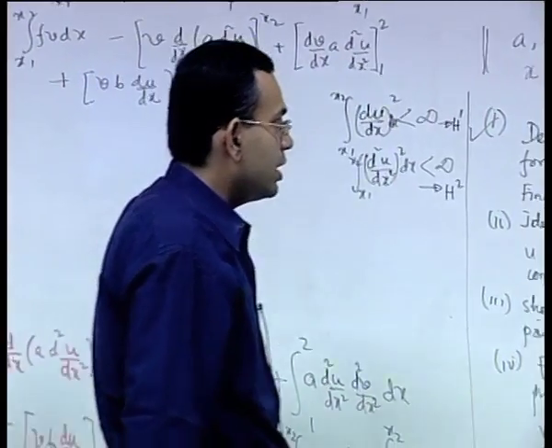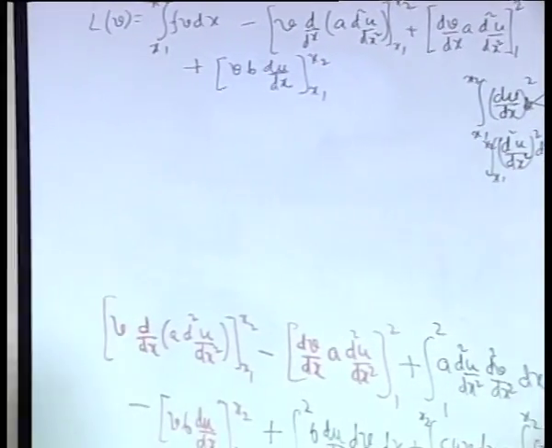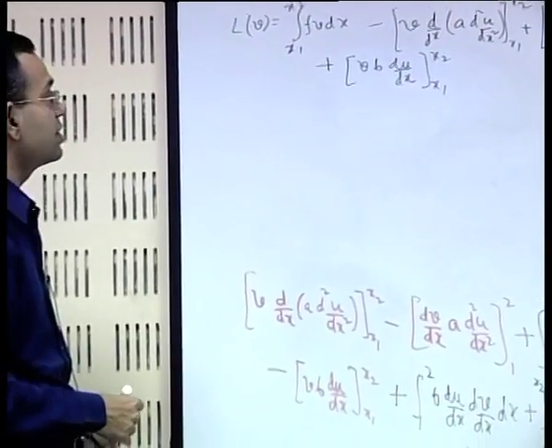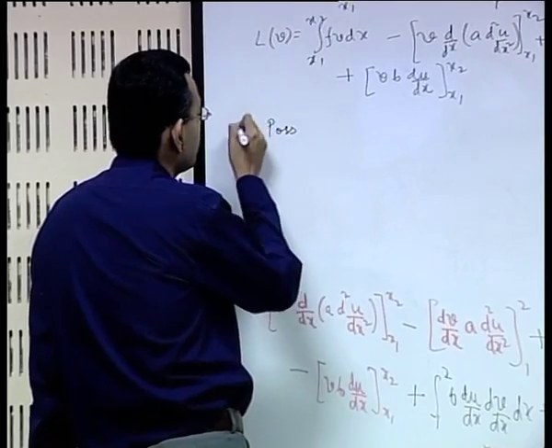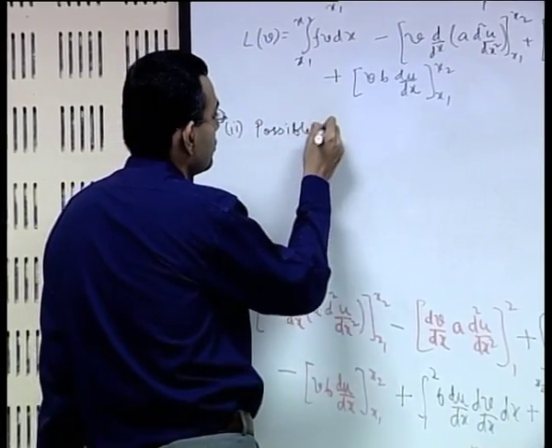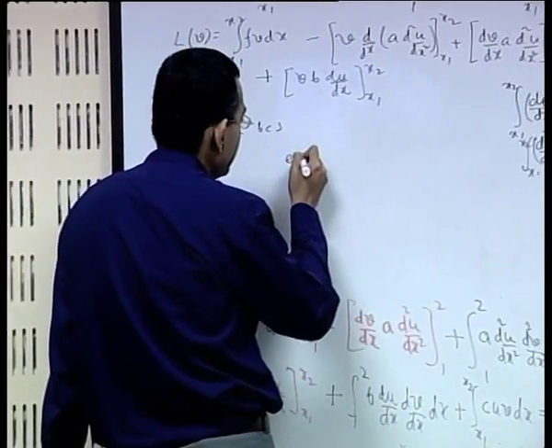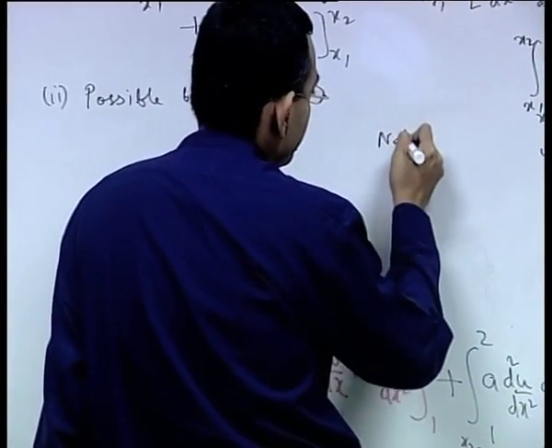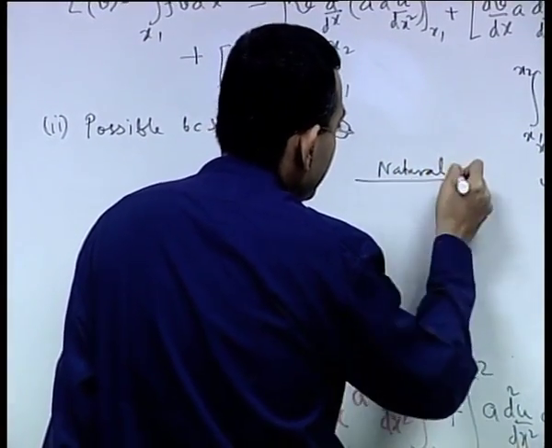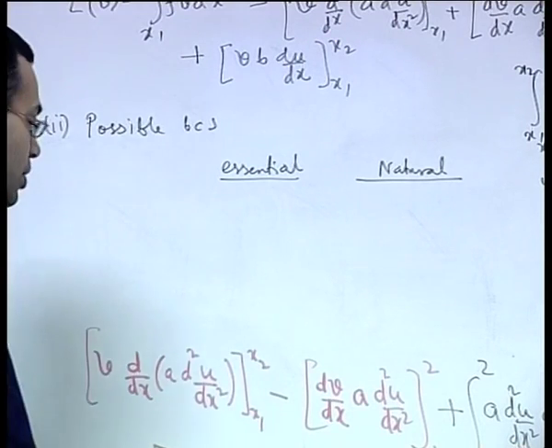Then what are the corresponding essential and natural boundary conditions? So, for that let us look into the boundary terms. So, possible boundary conditions. Let us make a table, essential and the corresponding natural. So, there are three boundary terms. So, the boundary condition should come from three possibilities.